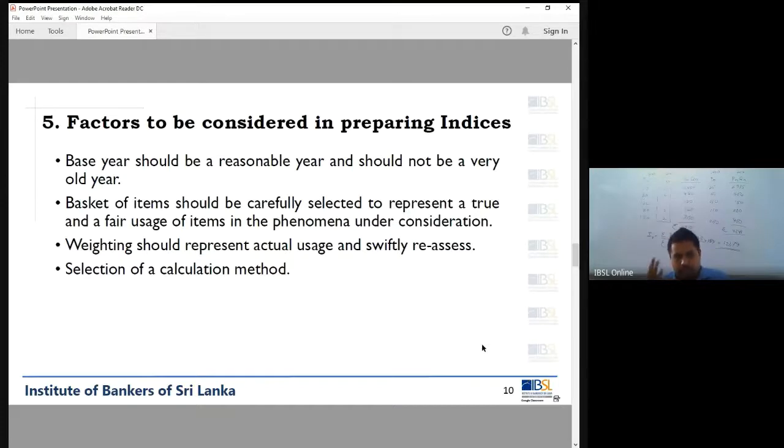Now, that has to be a scientific method. I mean, you should not use indexing to manipulate a certain set of data and create an unjust representation. Indexing always has to carefully select a true and fair representation of consumption. That's the most important point.